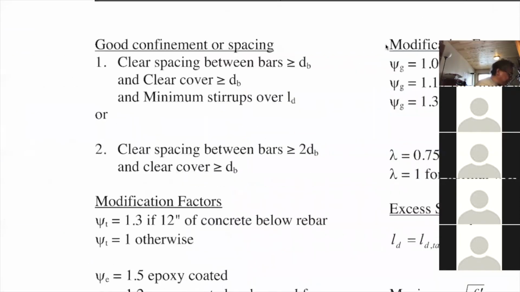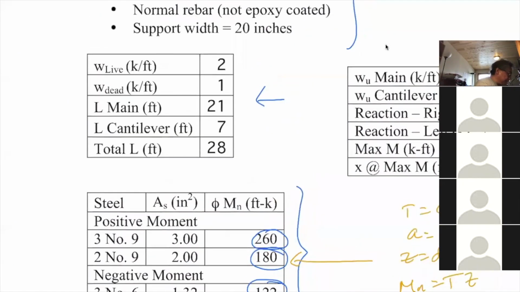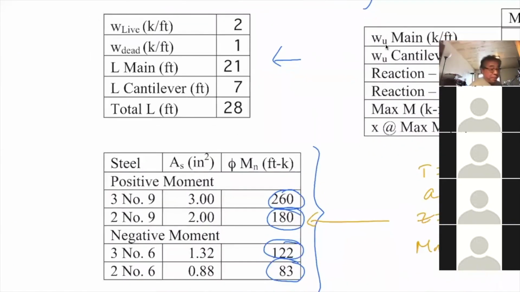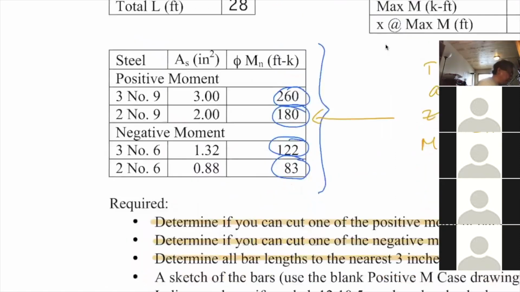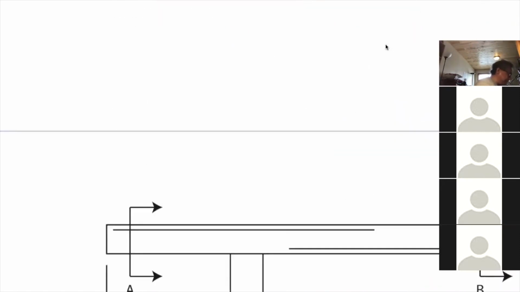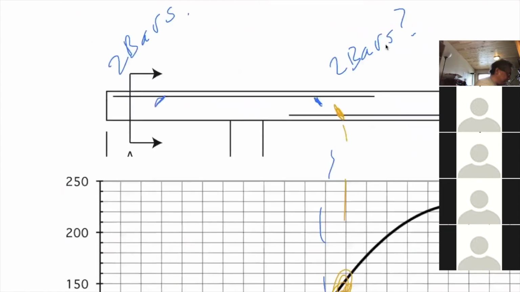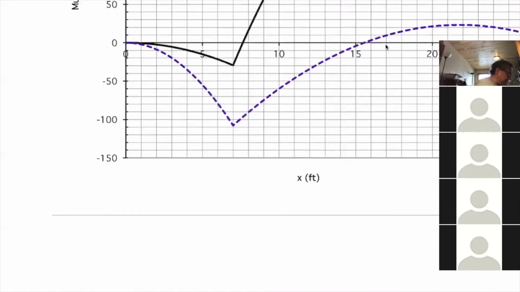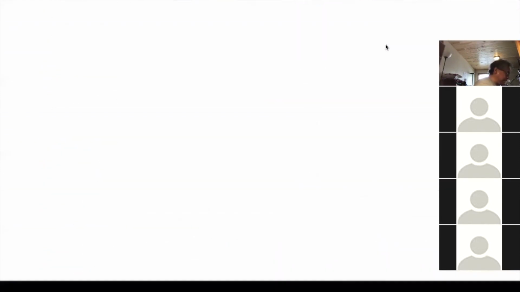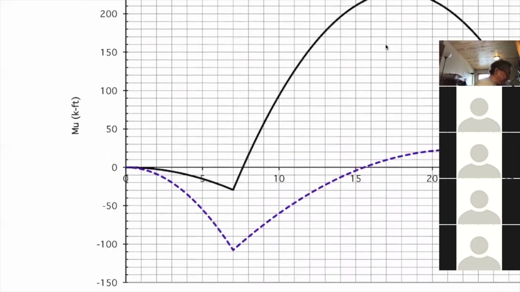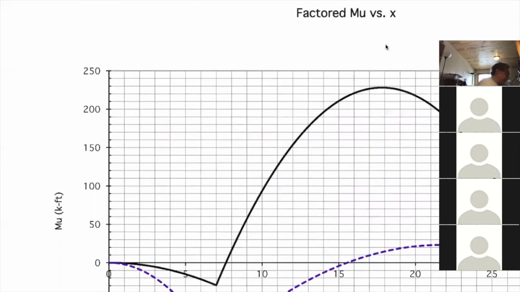Well, the other thing is, the moment diagram had better not be bigger than 260 or we designed it wrong. So 3 number 9s can hold 260, 2 number 9s can hold 180. So that's good. 3 number 9s hold 260. So the moment diagram's below that, but the other one we need to find is 180.